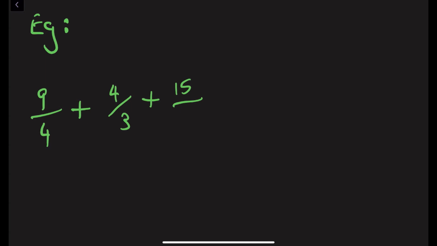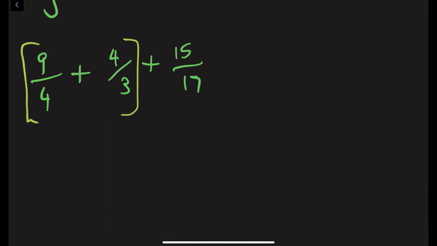Okay, in the next example we'll add 3 fractions together, just to see that we can still use the same general form, except it's a bit longer calculation. Say we have 9 over 4, and we want to add 4 over 3, and we also want to add 15 over 17. In this case, we're just going to look at the first 2 fractions. We can forget about 15 over 17 for now.